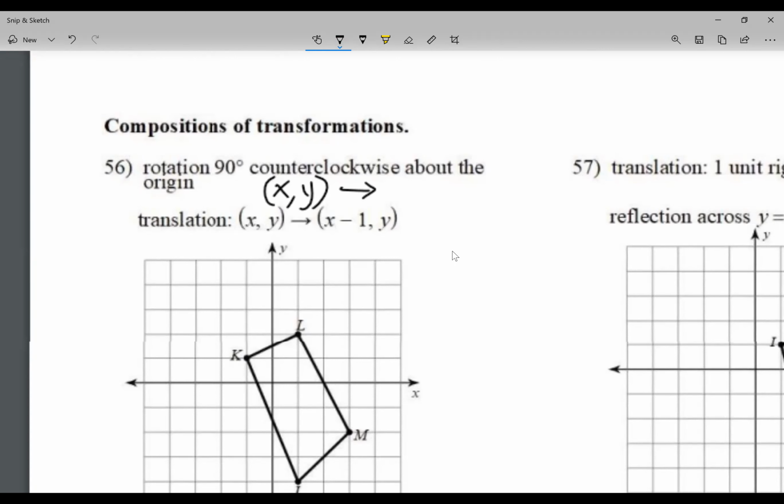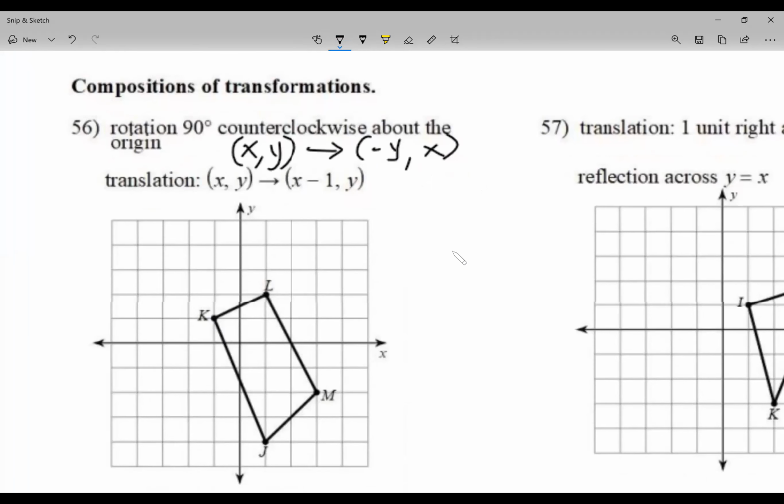becomes (negative y, x). So what happens is that x and y switch places, and the value that was y to begin with is going to become negative if it's positive. Basically switch the sign on the y. So if it was positive to begin with, make it negative. If it was negative to begin with, make it positive. So this negative y doesn't necessarily mean make it negative. It means switch the sign. Again, if it was positive, switch it to negative. But if it was negative, switch it to positive.